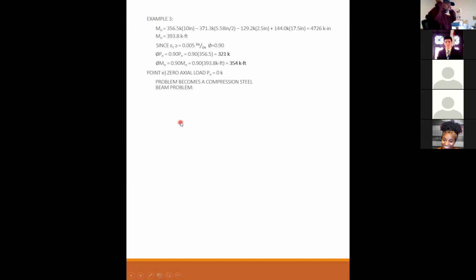Okay, so point E is zero axial load. The problem becomes a compression steel beam problem. Rho is 2.4 over width times d, 0.00686. Rho prime, same thing, 0.00686.